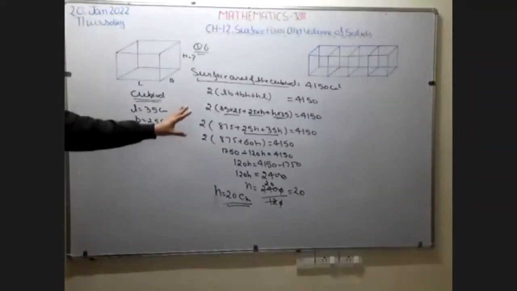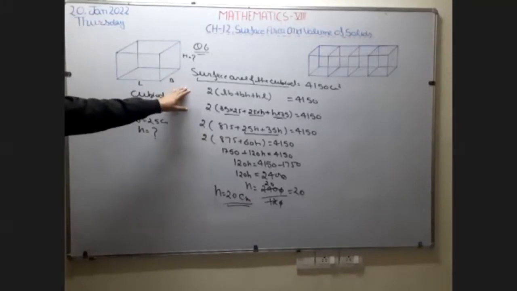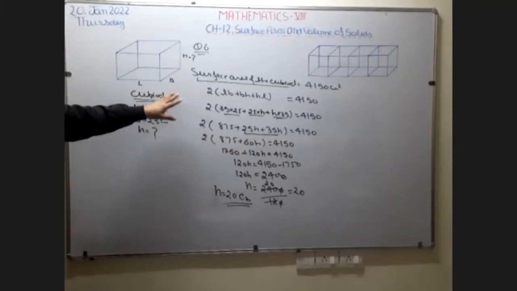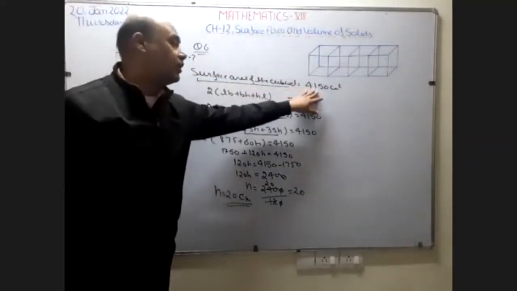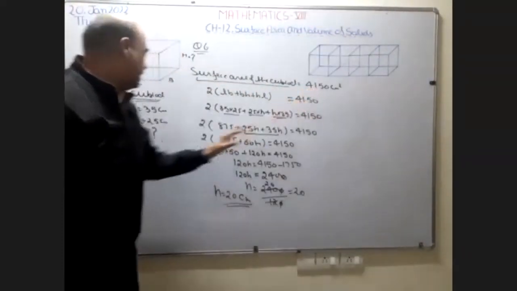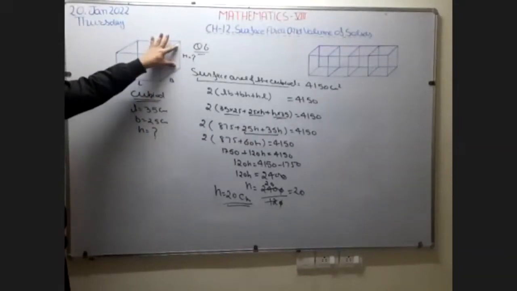Okay, see again, I want to repeat this question because some students joined late. So I want to repeat for them. Okay. This is question number 6. In this question, what is given? Surface area of the cuboid is given, 4150. Length and breadth of the cuboid are given. In this question, we're going to find the height of the cuboid.